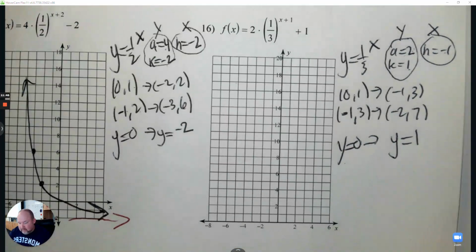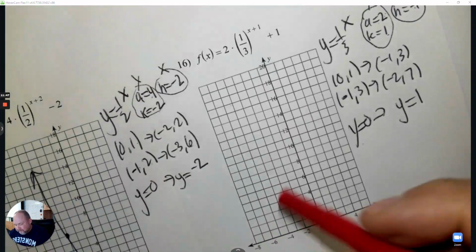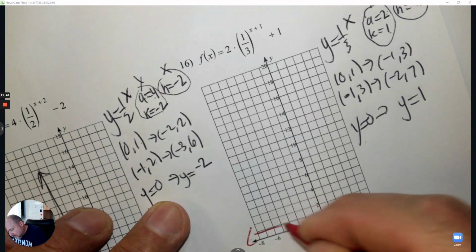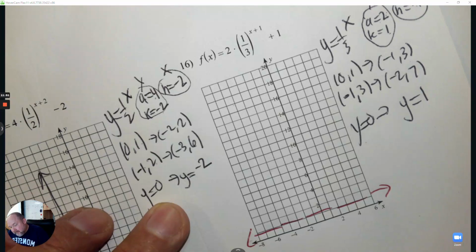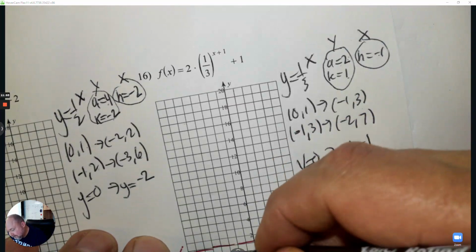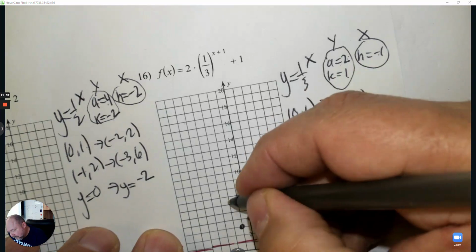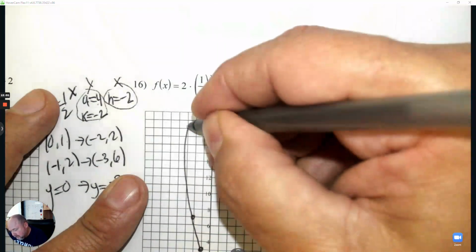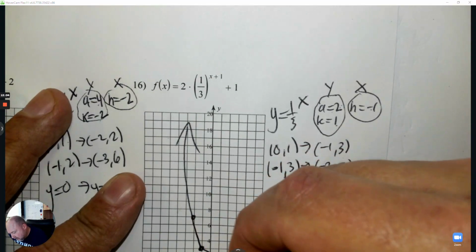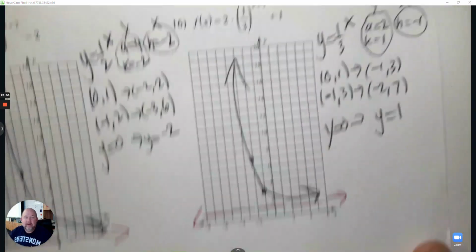All right, I'm going to put this on the graph. Start with 1. And then I graph it.